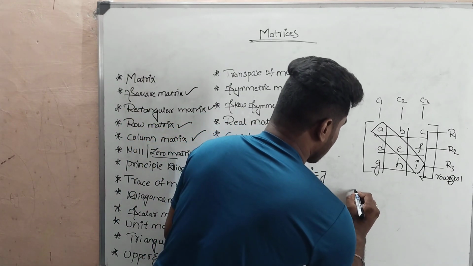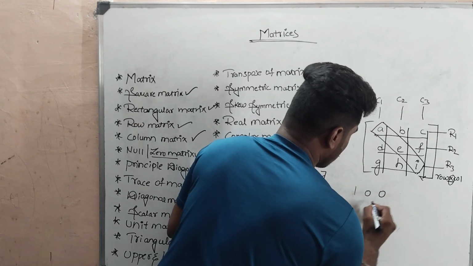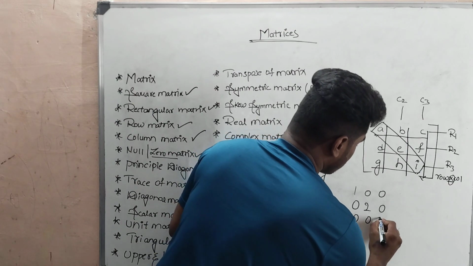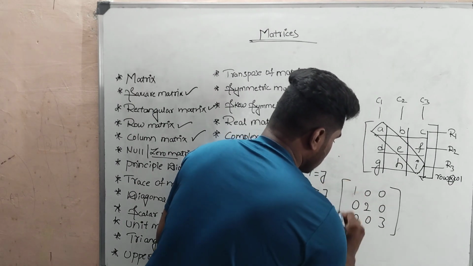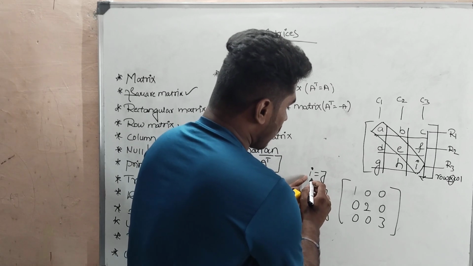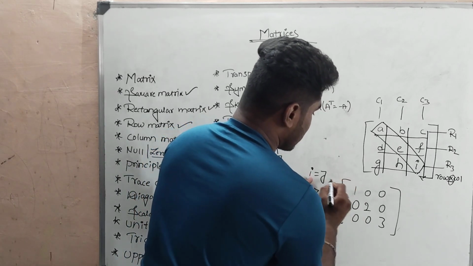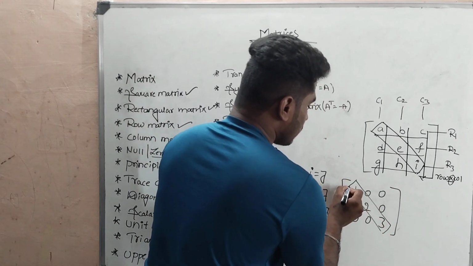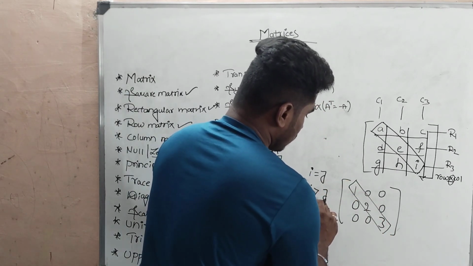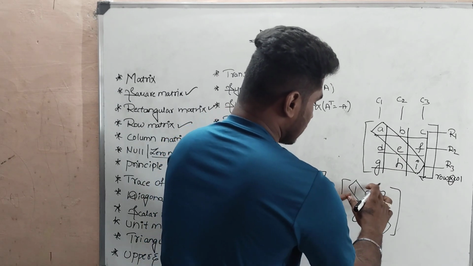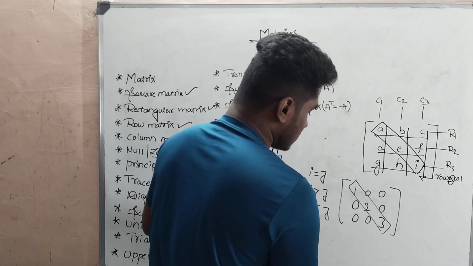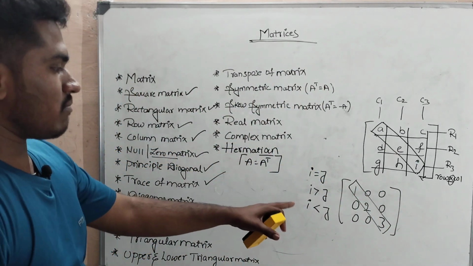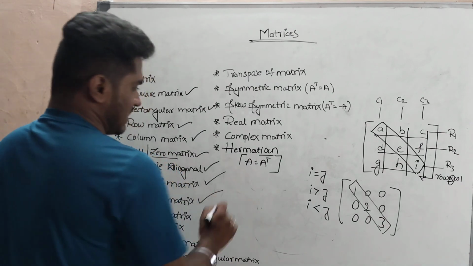So 1 0 0, 0 2 0, 0 0 3. See here, whenever i equals j, in that case we have elements. When i is greater than j, we have zeros. When i is less than j, we have zeros. In that case that particular matrix is said to be a diagonal matrix.